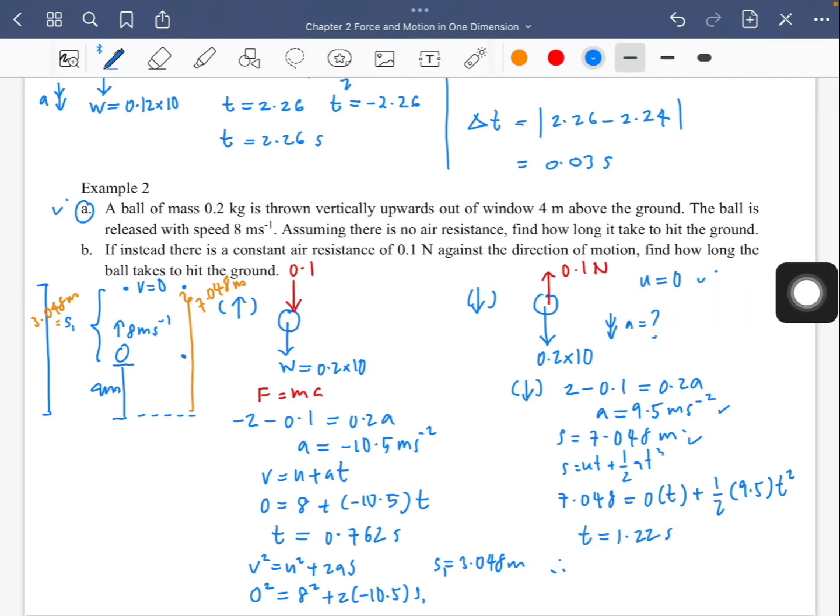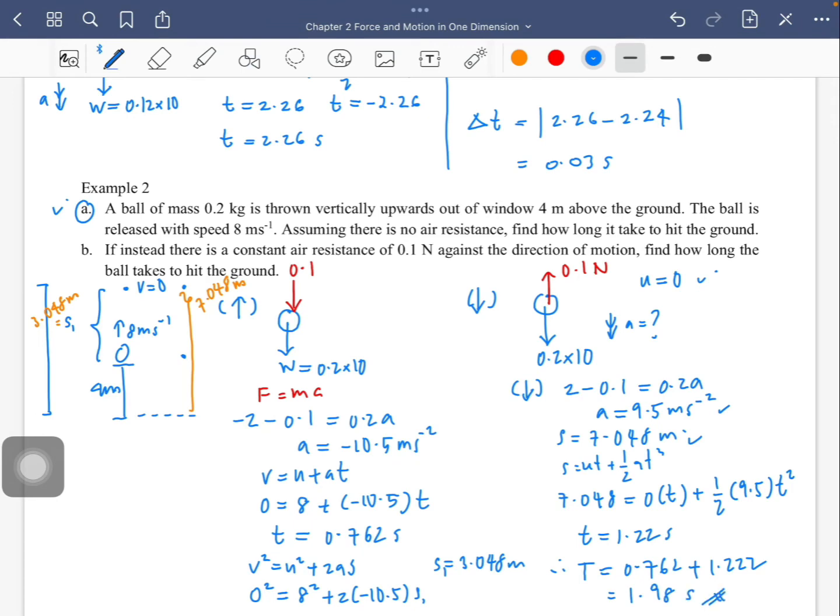So the total time taken from its starting point of 4 meters from the ground to the maximum height, and from the maximum height to the ground, is 0.762 seconds plus 1.22 seconds. So the total time taken here is 1.98 seconds. That's it. With this value, I hope you can compare it with the value of T for the case of no air resistance. Make sure you check this example.